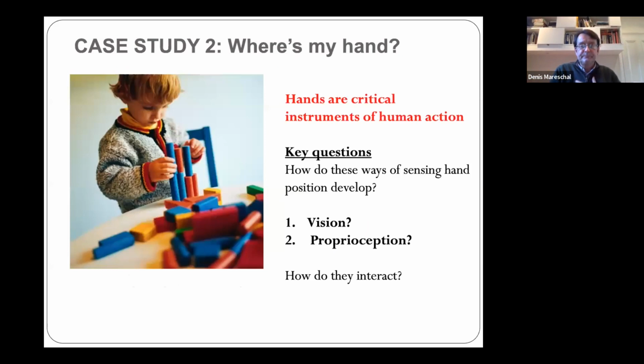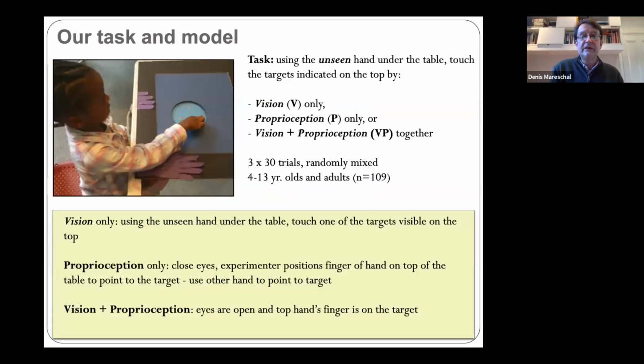Okay, so we use our hands for active exploration, of course. They're critical for active exploration, but how do we localize the position in space in order to enable us to interact with the world as we wish? We could use vision, we could use proprioception. Both these cues will give us a location in space, but how do they interact?